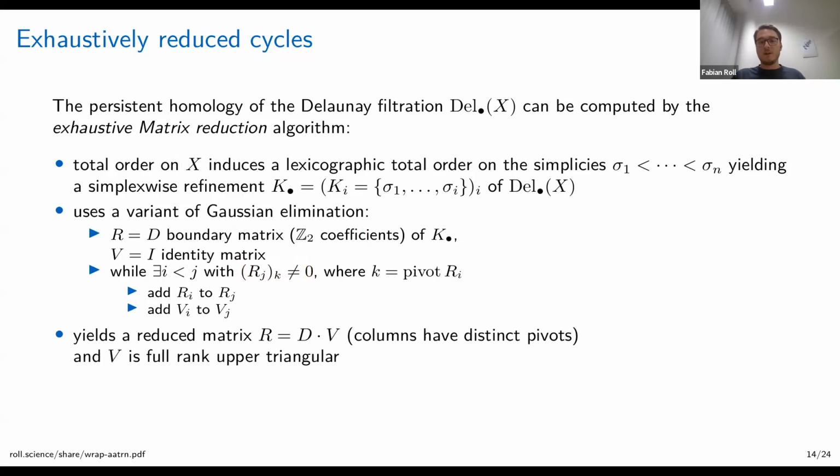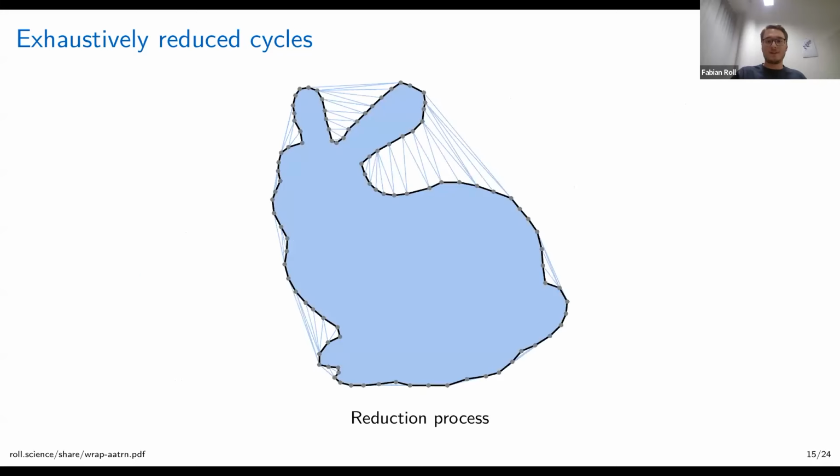And as before, this will yield a reduced matrix R equals DV. And of course, as before, this determines the bar code through looking at the non-zero columns of the reduced matrix R and the corresponding pivots. Okay, now there is a lot of things going on in this slide, and I want to apologize for that. On the next slide, I will show you an animation of how the exhaustive matrix reduction operates on a specific column of the boundary matrix that we chose. And I will first show you the animation, and then I will tell you something about it.